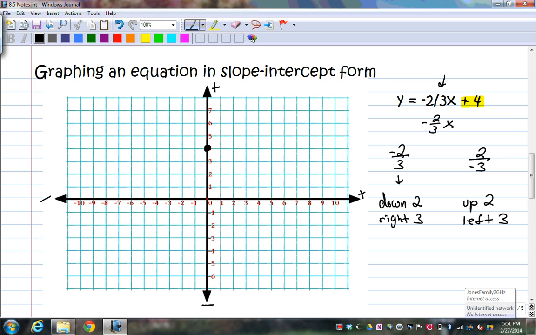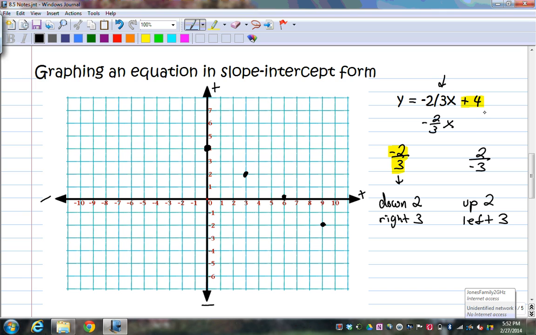Let me show you that they both work. So if I started with this point here, that's at y is equal to 4, and I use this first slope. That says move down and go to the right 3. So from here, I'm going to go down 2 to the right 3. Make a point. Down 2 to the right 3. Make a point. See how all of these are lining up? And that's the way it's going to work.